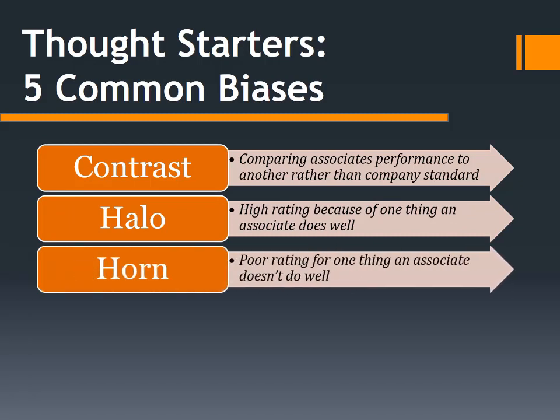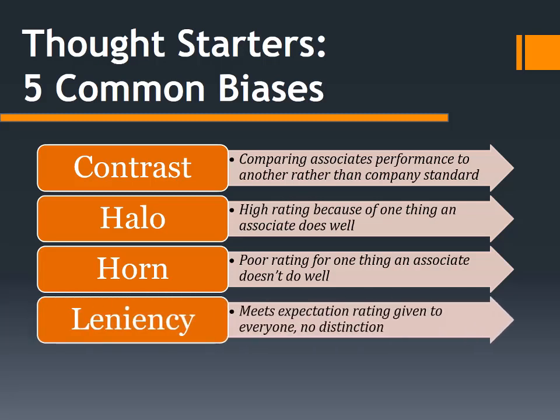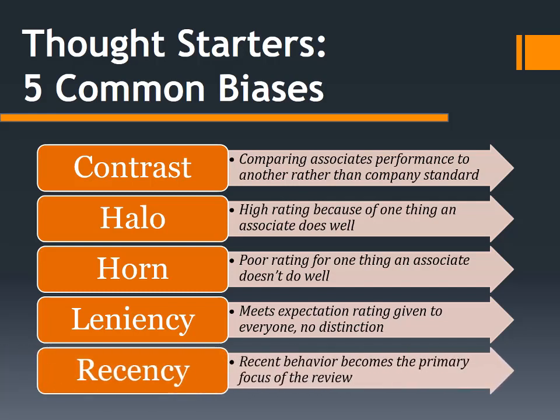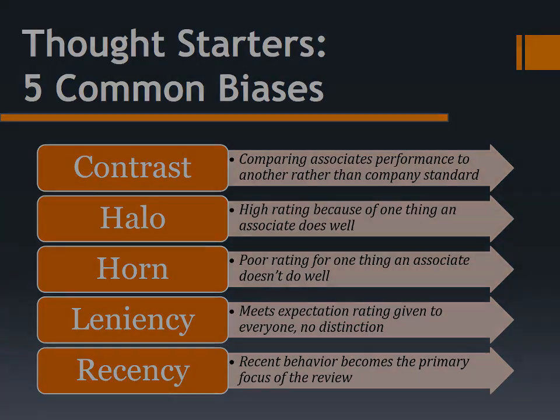Horn is providing a poor rating for one thing the associate doesn't do well. Leniency is providing a meets expectation rating to everyone regardless of distinction and performance. Recency is when the recent behavior becomes the primary focus of the review.